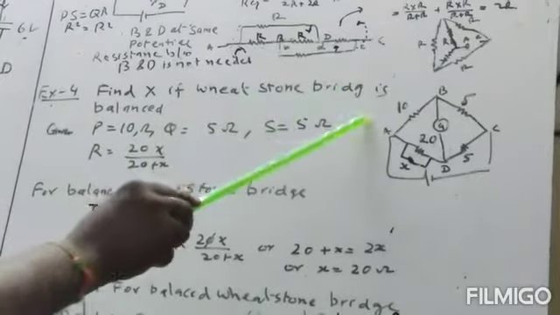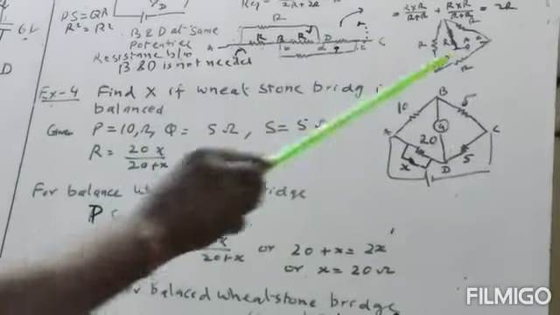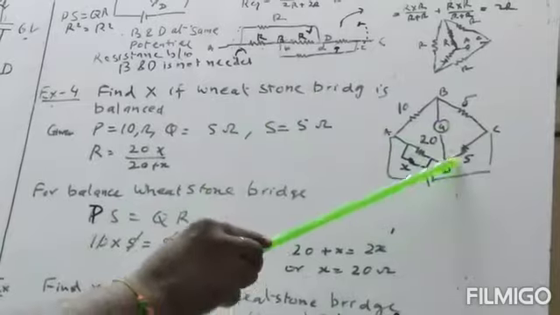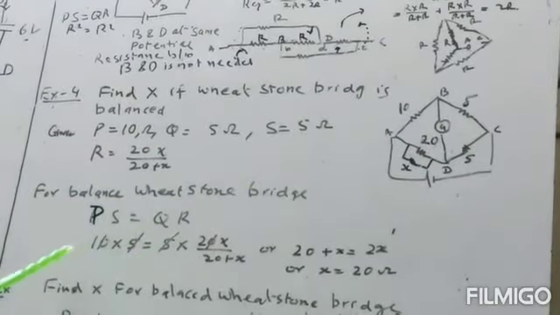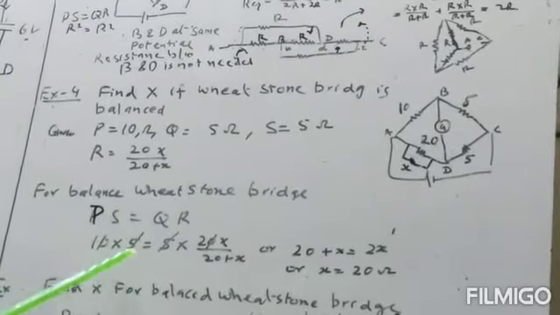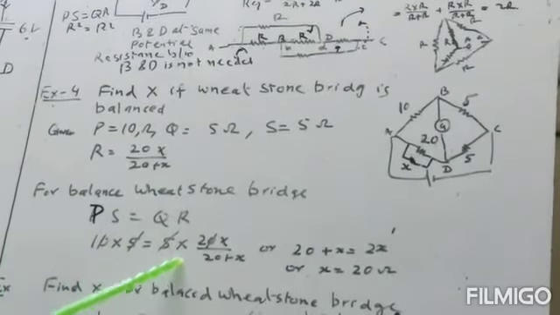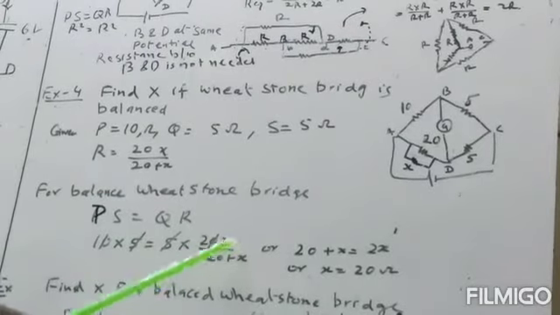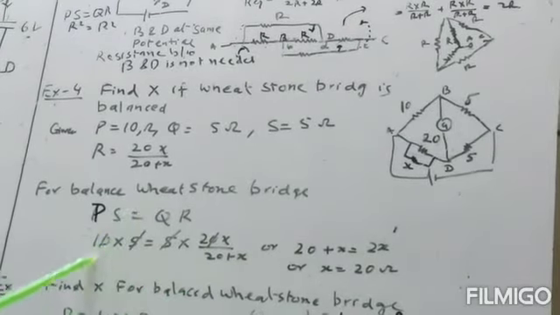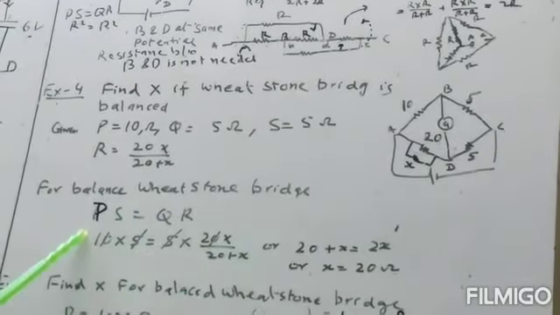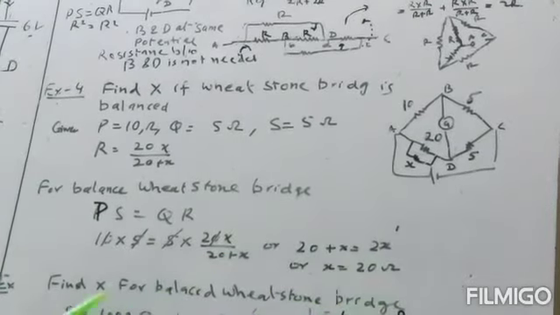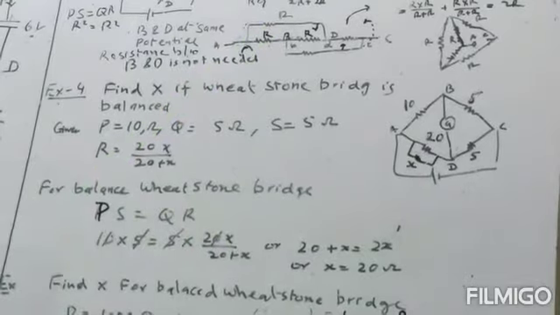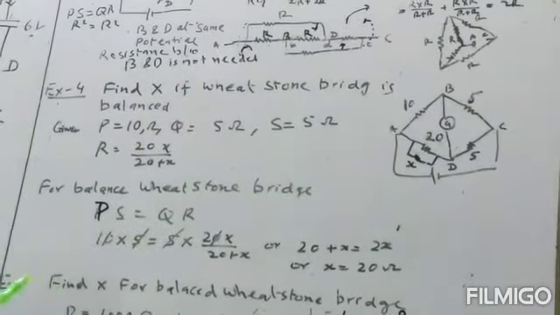So P is equal to 10, Q is equal to 5, S is equal to 5. So P into S is equal to Q into R. So P's value is 10, into 5, this is equal to 5 into 20x divided by 20 plus x. We cross multiply and we get x equal to 20 ohm.